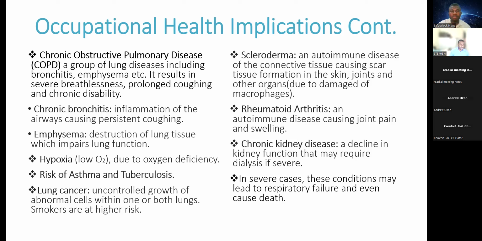And like Mr. Johnson said earlier, respirable crystalline silica is a known carcinogen. What they call a carcinogen is a substance or compound that has the ability to cause cancer. So now there are other health implications like scleroderma. Like I've said, it's an autoimmune disease of the connective tissue causing scar tissue forming on the skin, joints, and other organs due to damage of macrophages.